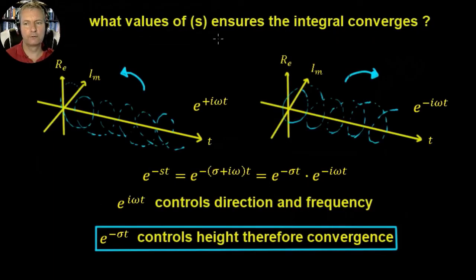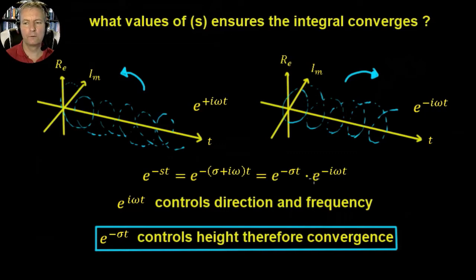So we want the values of s that ensure that this integral converges. Well, what is this factor here, e to the minus st? We know that this s is sigma plus i omega, so that's e to the minus (sigma plus i omega) t, and when we split these two up, we get e to the minus sigma t times e to the minus i omega t.